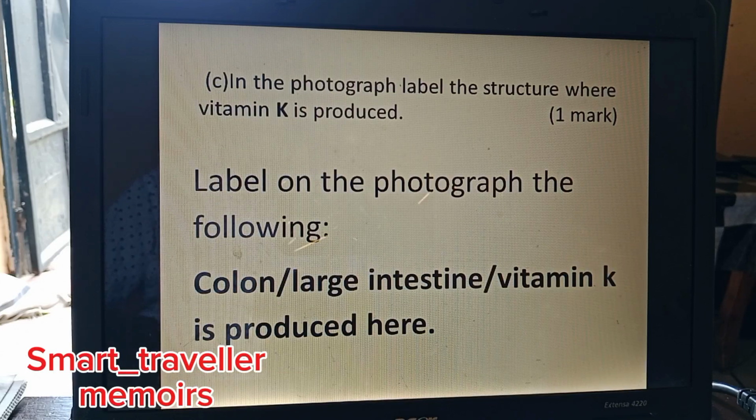In the photograph, label the structure where vitamin K is produced. Label on the photograph the following: colon, large intestine. Vitamin K is produced here because vitamin K is produced in the colon or large intestines. Or you can just say after the labeling, vitamin K is produced here.